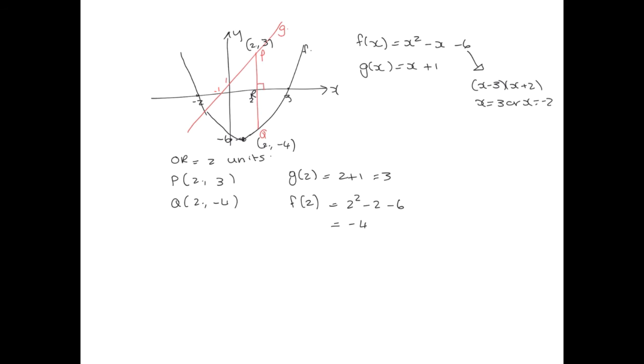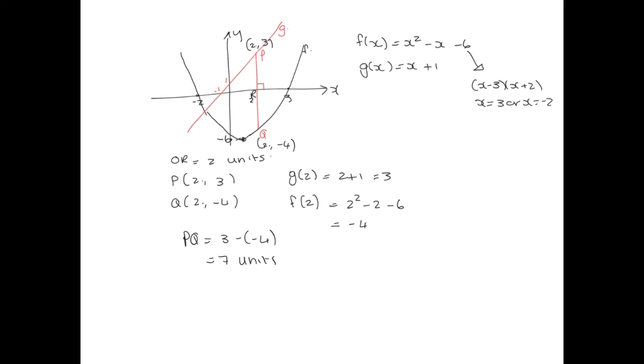Okay. So now the length of PQ is always the top y value minus the bottom y value. So PQ is equal to 3 minus minus 4, which is 7 units. And remember always to write units.